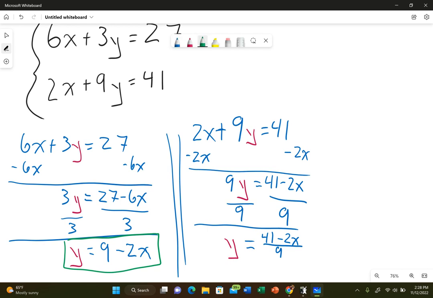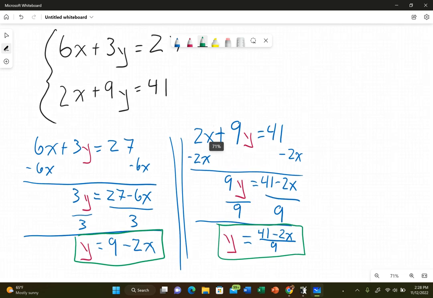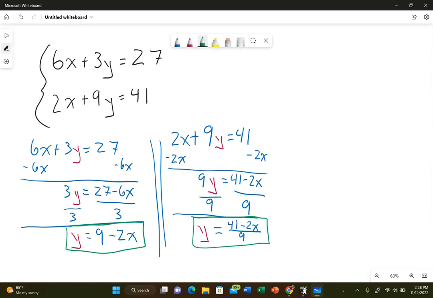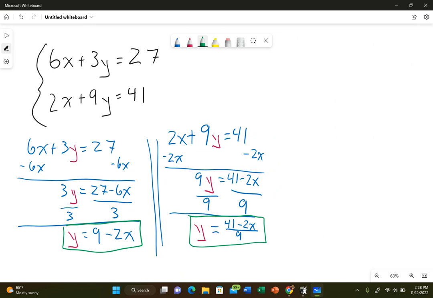Okay? And again, that's okay. The graphing calculator can handle this, and I'll show you how in just a moment here. But now I've got my two equations. I got y equals 9 minus 2x and y equals (41 minus 2x) divided by 9. And looking at this, it's a little gross looking, but fortunately for us, we're not going to do this by hand. The graphing calculator is going to do all the hard work for us.